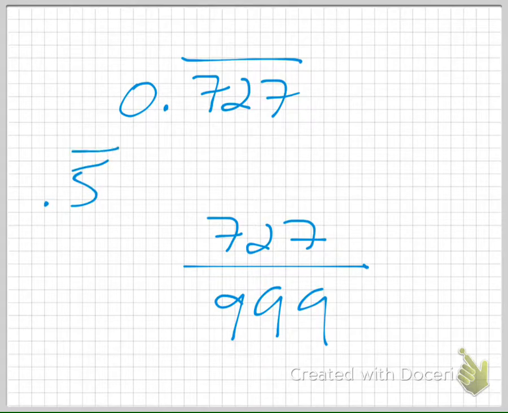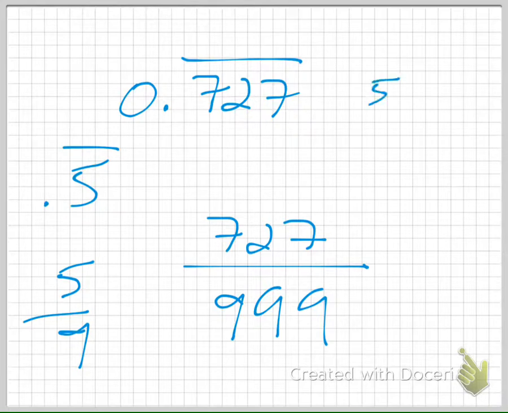Let's look at this. 0.5 with a line over it. What would that be without the line? Read it. It would be 5/10. It wouldn't be 5/10 with the line. It would be 5 over what is 1 less than 10? 5/9.